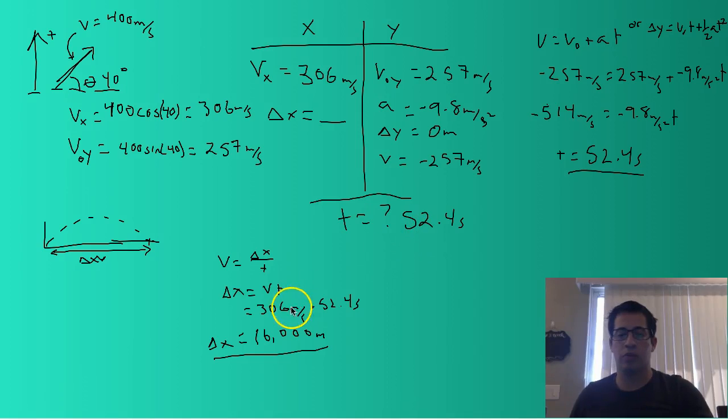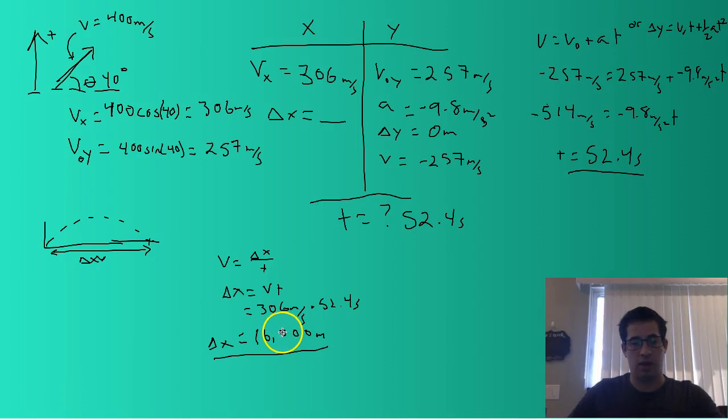Okay, so I went ahead and did this as well. We used our constant velocity equation here since it's moving at a constant speed horizontally. And so delta x is equal to v times t, 306 times 52.4 seconds, going to give us 16,000 meters, okay? And so it's going to land about 16,000 meters or 16 kilometers away from where it was launched.